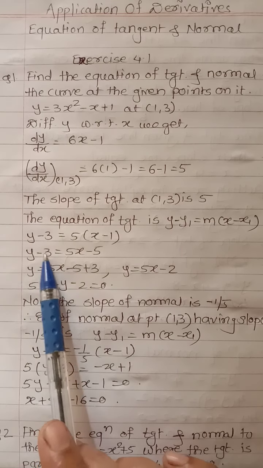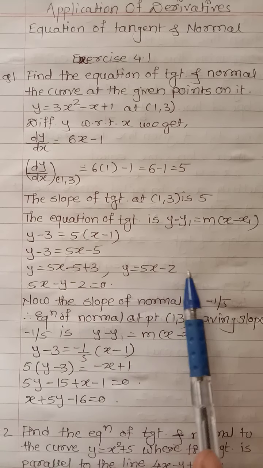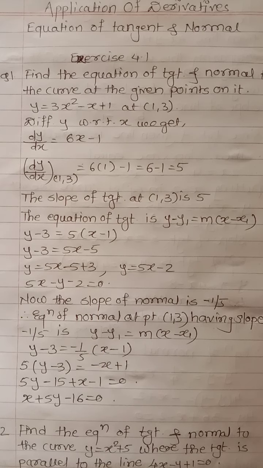First of all, we bring 3 to this side, then y is equal to 5x minus 5 plus 3. So 5x minus 2, and bring this y to this side, then 5x minus y minus 2 equals 0 is your equation of tangent. Half portion is complete. Now go to slope of normal.